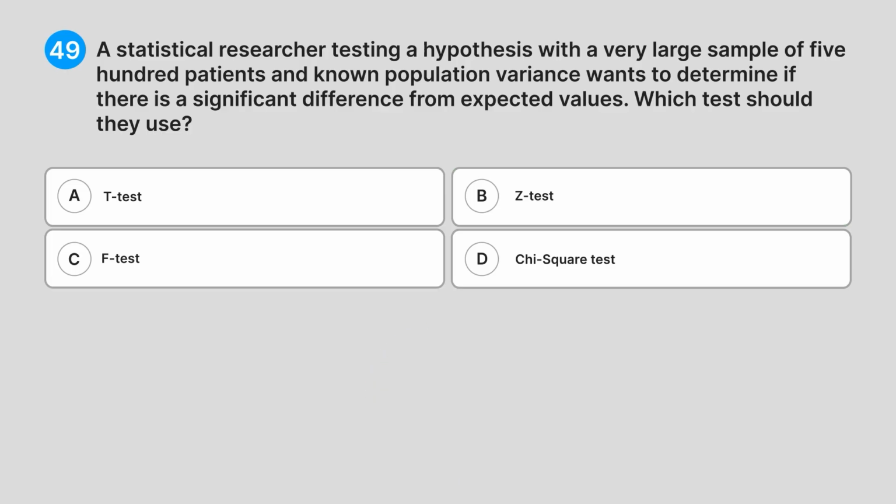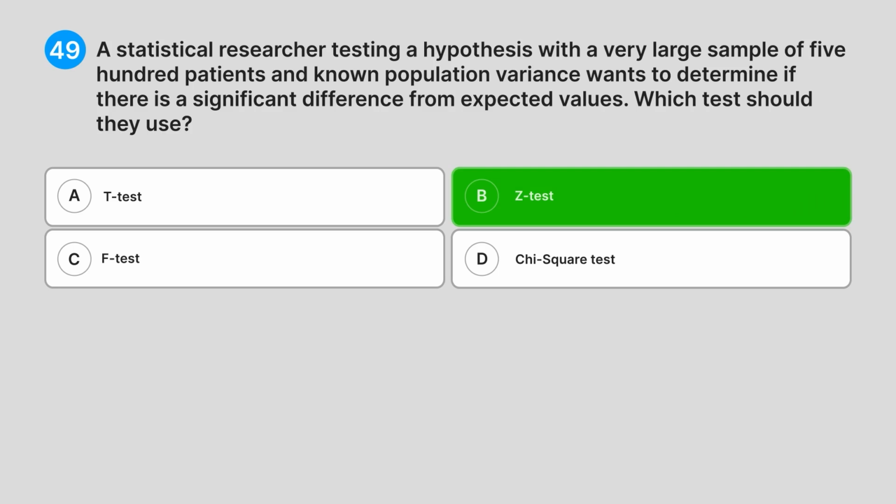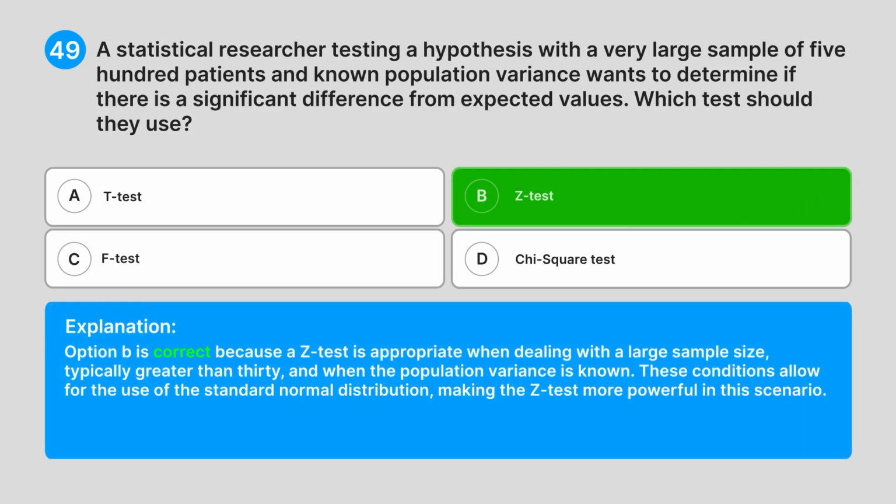Correct answer, B. Z-test. Explanation: option B is correct because a Z-test is appropriate when dealing with a large sample size, typically greater than 30, and when the population variance is known. These conditions allow for the use of the standard normal distribution, making the Z-test more powerful in this scenario.